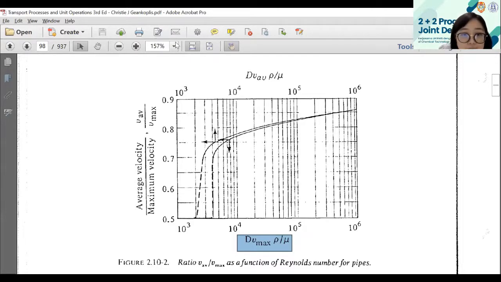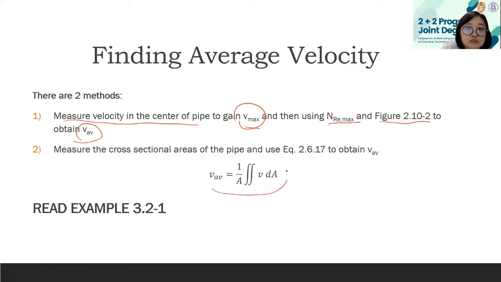Yeah, that's the first method. And the second method is to use the integration equation. But for me, I prefer the first one because it is easier.